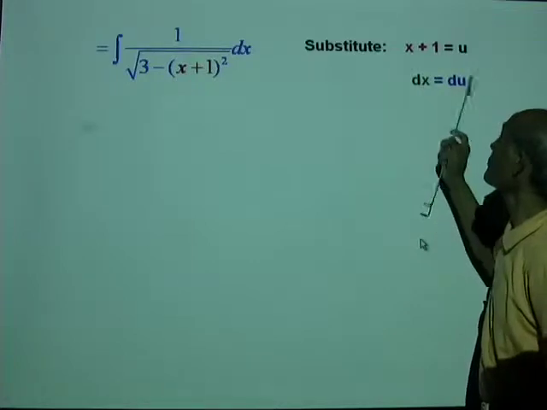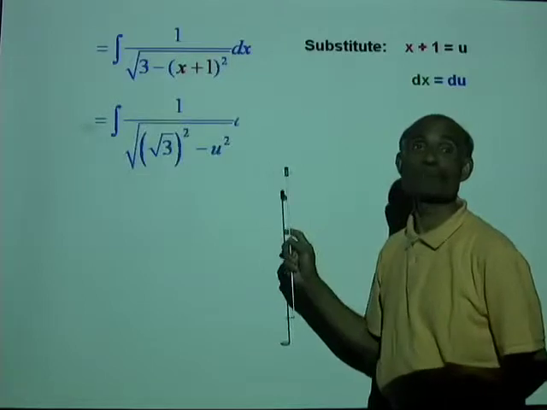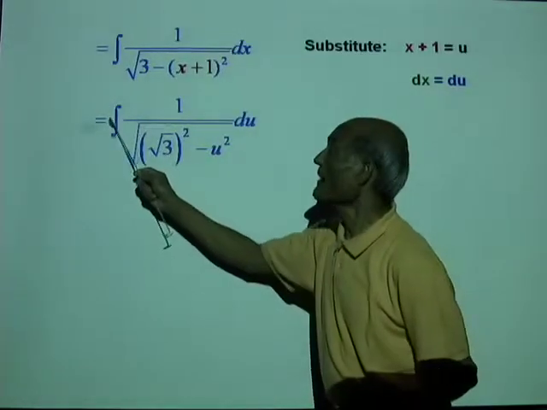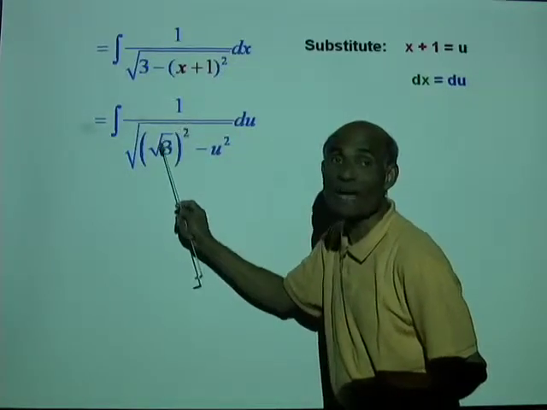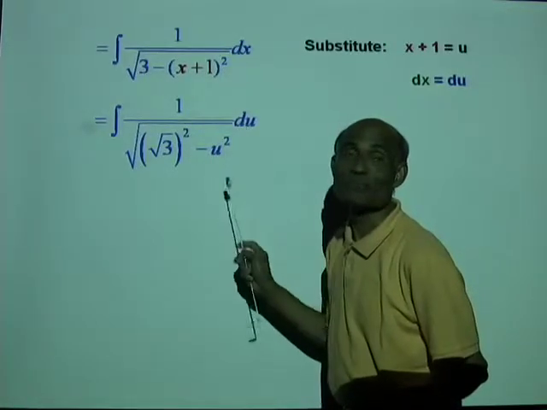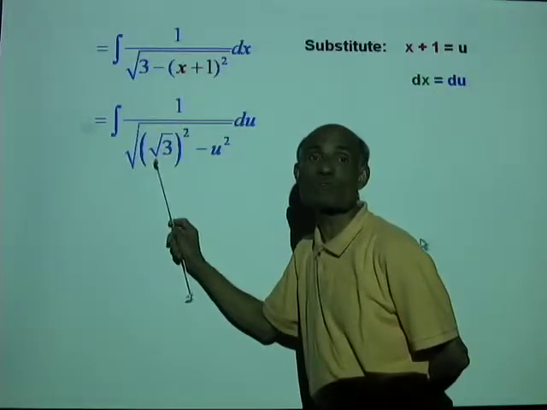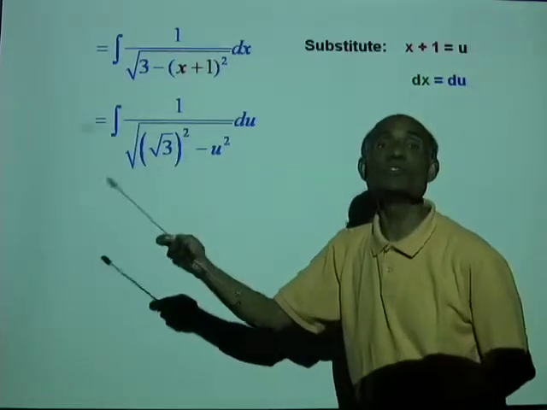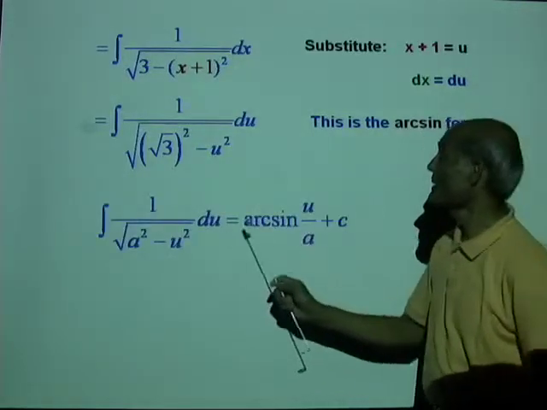That will give dx equal to du. So x plus 1 becomes u, dx becomes du. Here we have our next form. That will be integral 1 over square root of 3 all squared, minus u squared, du, and integral 1 over square root a squared minus u squared is arc sine u over a plus c. So this is the arc sine form.